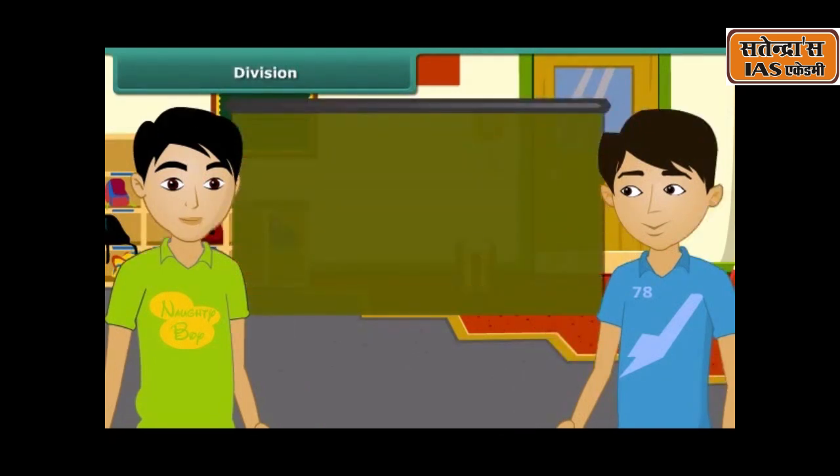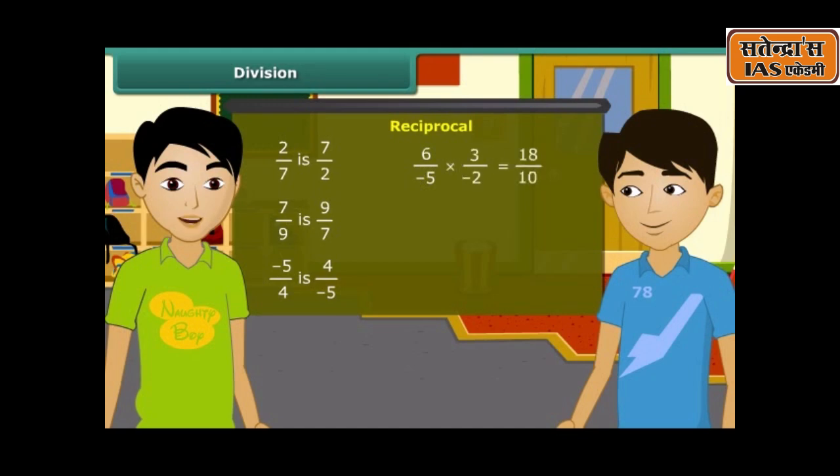Before starting about division, I will tell you about reciprocals. What are reciprocals? Let's take an example. The reciprocal of 2 by 7 is 7 by 2. The reciprocal of 7 by 9 is 9 by 7. Okay, I got it. The reciprocal of minus 5 by 4 is 4 by minus 5. Correct. So when we divide one rational number by another rational number, we multiply the rational number by the reciprocal of the other number.